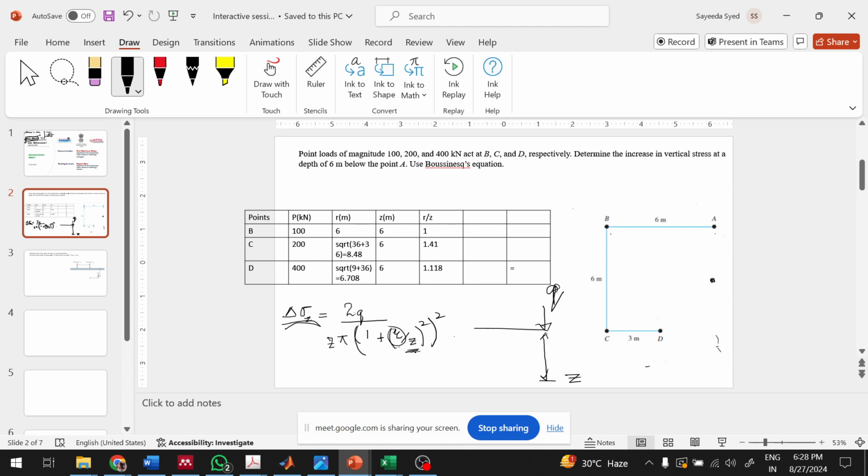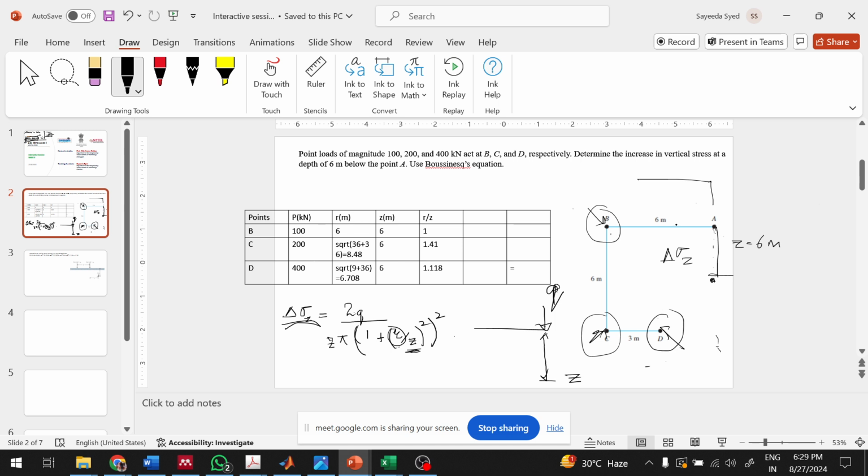And this tells us the increase in the vertical stress due to a point load at a distance of r and a depth of z. So the question tells us that there are 3 point loads around a point A, and we want to calculate, at a depth of z equal to 6 meters, what will be the increase in the vertical stress due to the presence of these points. Okay, so we know P has been given. For B it's 100, then 200, then 400.